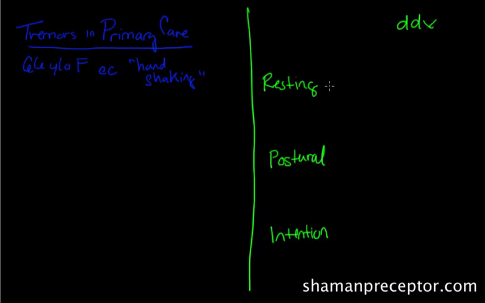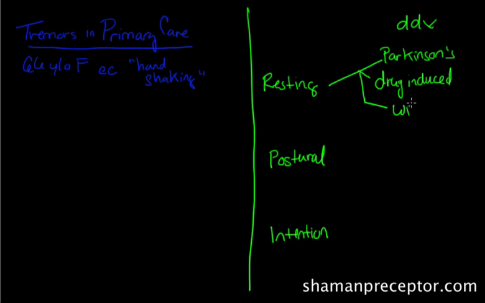So for resting tremor, the big one you don't want to miss is Parkinson's. Another one that goes in the category is drug-induced. And then the last one is a bit of a zebra. It's Wilson's disease. Can present as resting tremor.